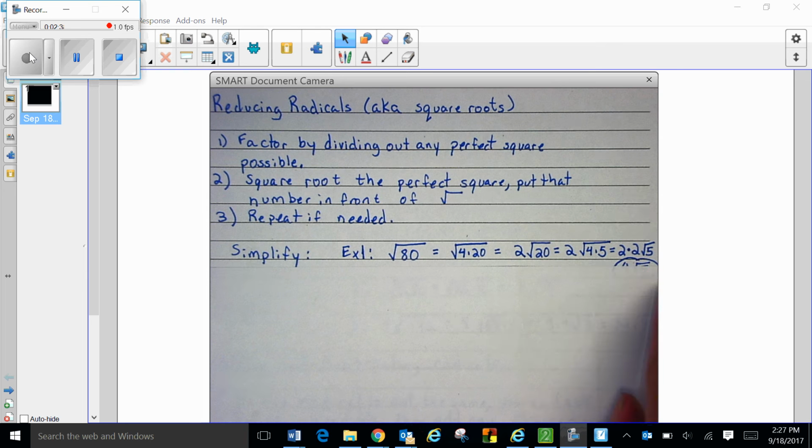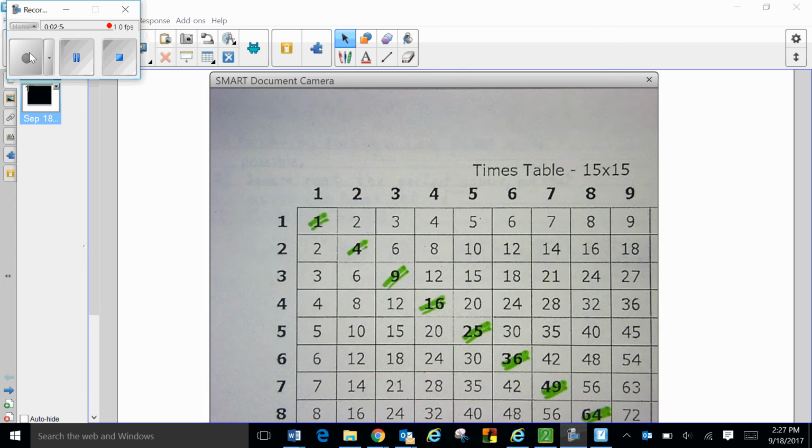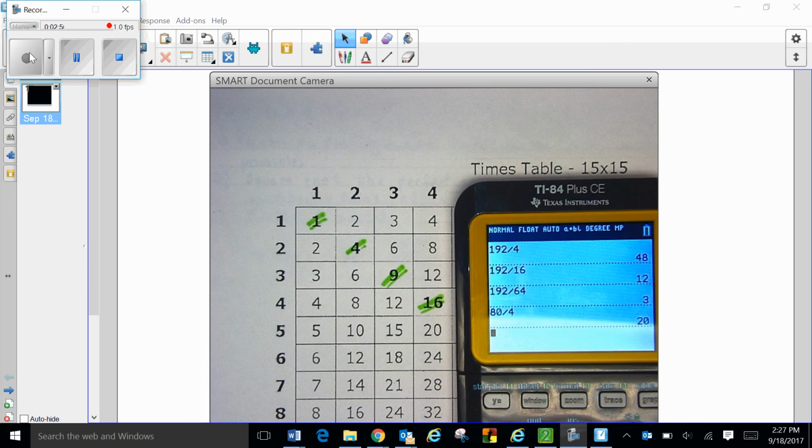Now you might be saying, Miss Cash, that's doing too much. I have to do it twice or 3 times. Well, you don't necessarily, because if you'd noticed, instead of dividing by 4, you'd started with 16, and you did 80 divided by 16, you'd find out that 16 times 5 gives you 80. When you square rooted 16, you would have gotten that 4, and you could have been done at that point. So if you look for the biggest possible square root, you can find it that way.